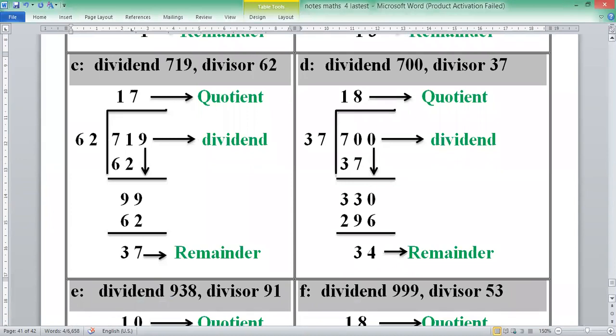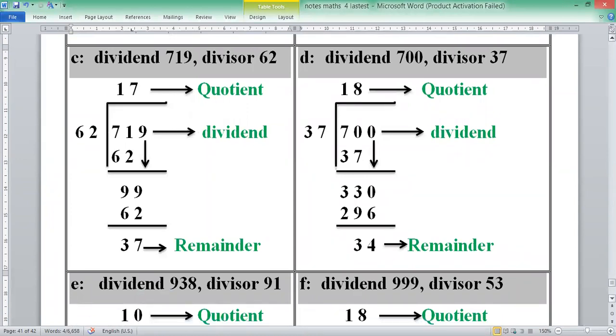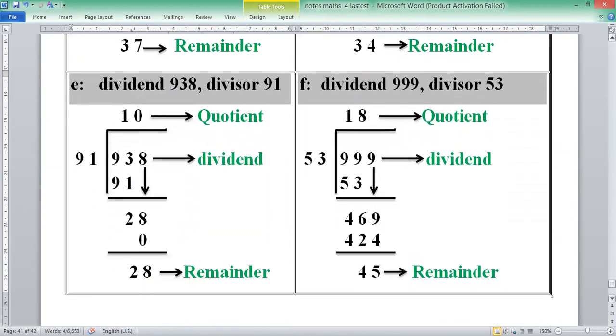Now you can copy part C and D from here. Now I am going to show you part E and F. This is part E and F.